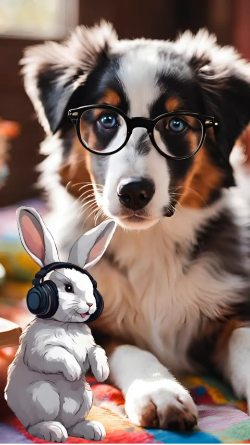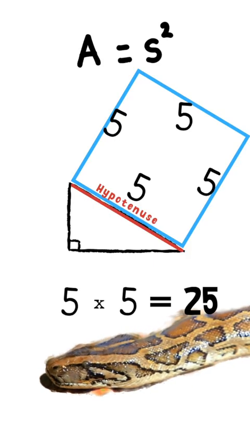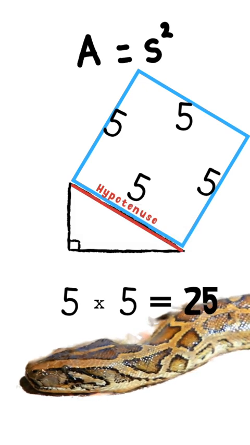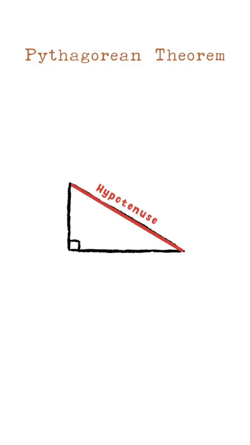So this is where the Pythagorean theorem comes in. What? The Pythagorean theorem. Are we dealing with snakes now? You bringing pythons into math? They give us dangerous hugs of death. No. I don't want them here. Calm down, Ziggy. We're not talking about pythons. We're talking about the Pythagorean theorem.